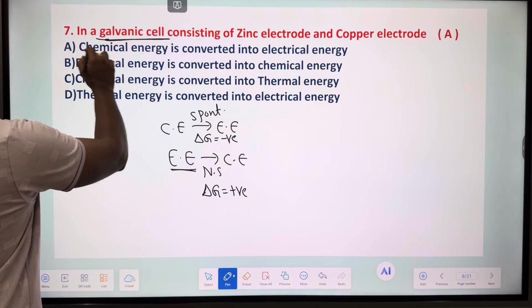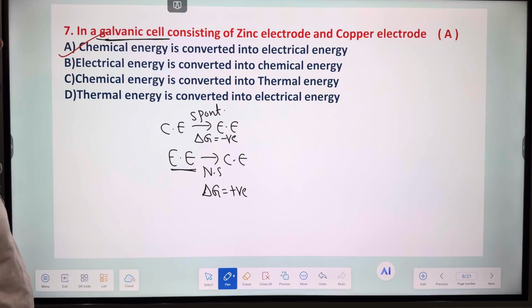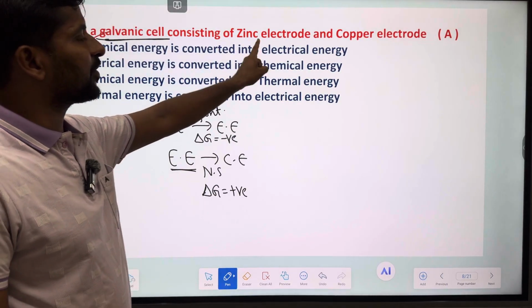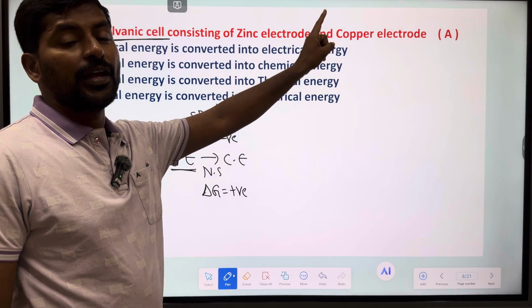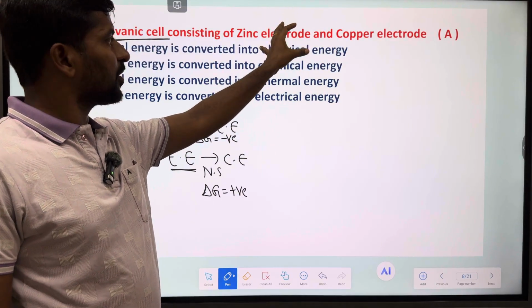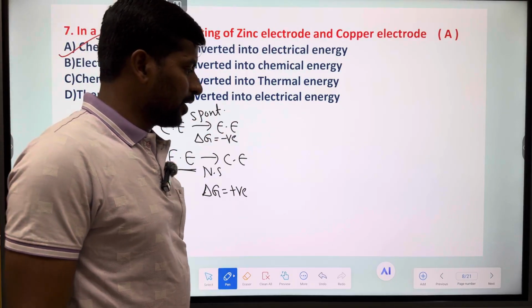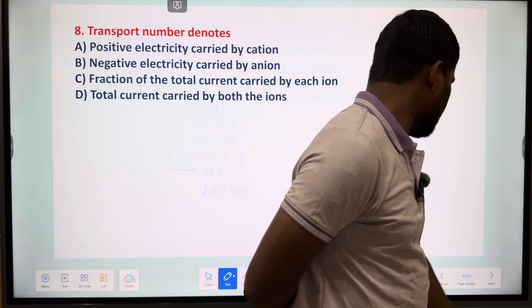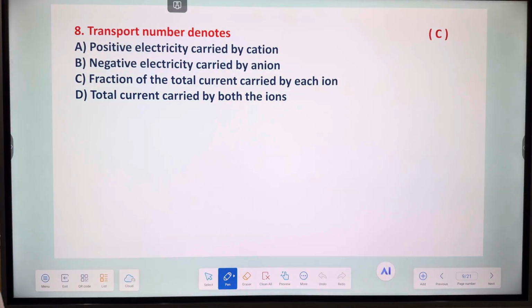So in galvanic cells what happens? Chemical energy is converted to electrical energy. Zinc acts as anode, copper electrode acts as cathode. This is a famous example, that is nothing but what? Daniell cell. Okay. Daniell cell is constructed by using what? Zinc and copper electrodes.